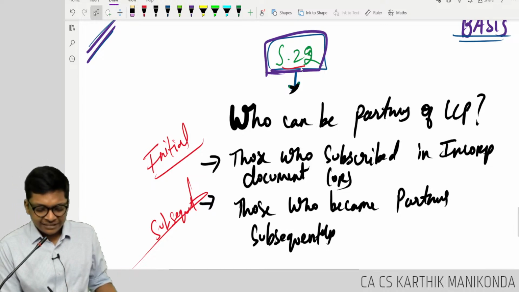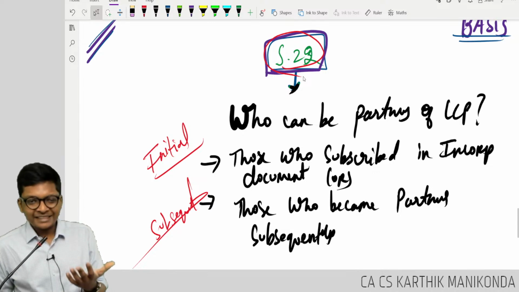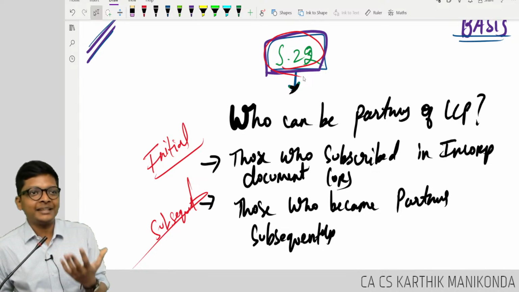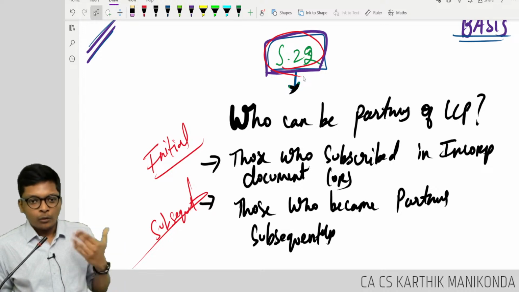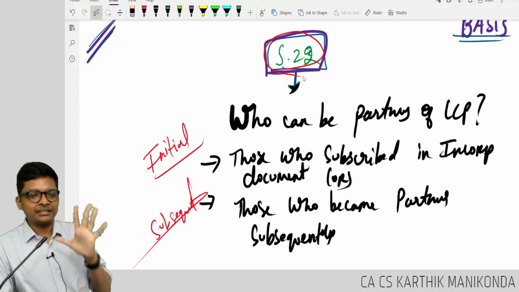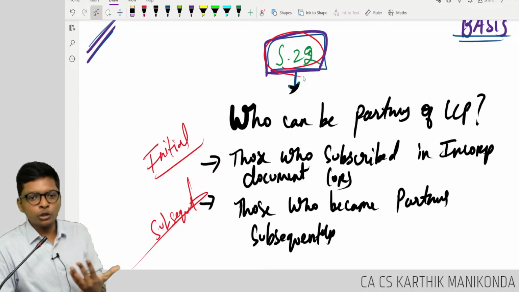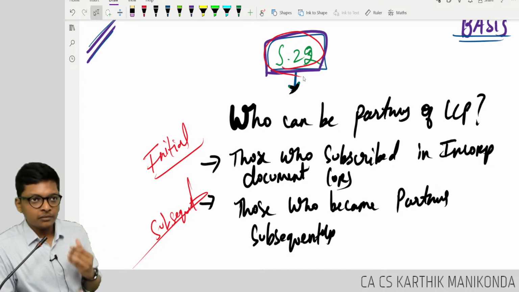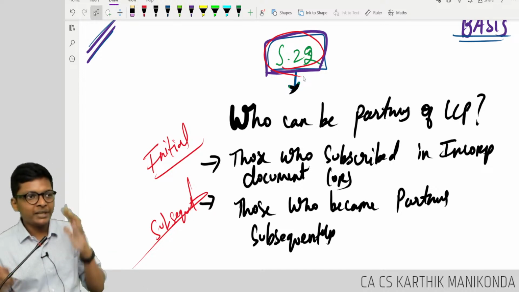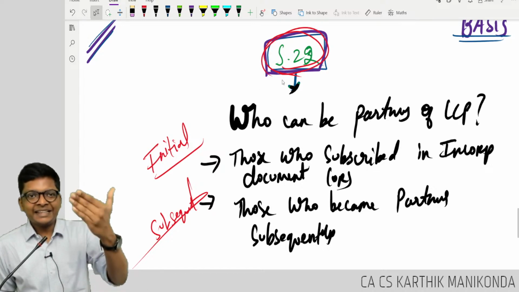How many times was it tested in exams so far in the past? Never. Whether it will be tested. If I am the examiner, I will not test it, guys. I cannot tell what ICAI will do. But our duty is to learn everything in class. Full syllabus, what's there in books. So I will write all the points. But I will tell you whichever is important, which is less important. You need to be smart over there. So section 22 says who can be partners, initial or subsequent.